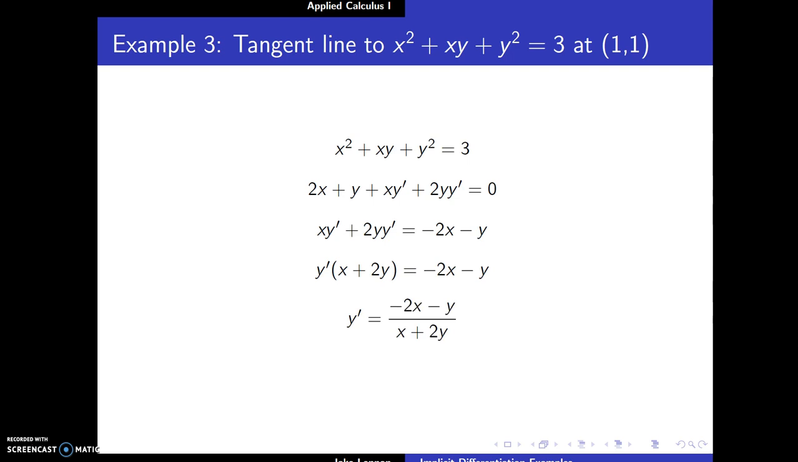Now what we can do is plug in our point, 1 for x and 1 for y, and that will give us the value of the slope of our tangent line. So once we have the slope, you can plug in the point 1, 1 to find the value of the y-intercept. So that's what we're going to do next. So the slope, negative 2 times 1 minus 1 divided by 1 plus 2 times 1 gives you negative 3 divided by 3, and that simplifies to negative 1.